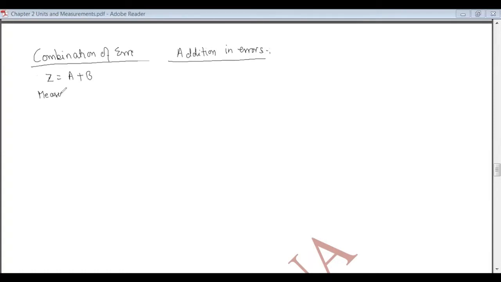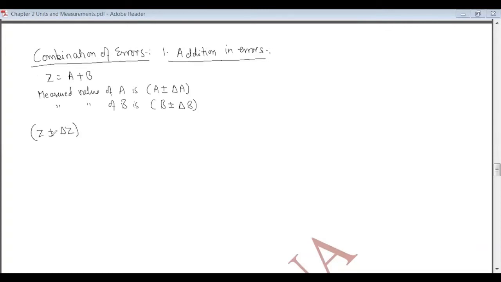So the measured value of A can be written as A plus minus delta A, where delta A is the absolute error in the measured value A, because whenever we measure it, there will be some absolute error in it. The same way, the measured value of B can be written as B plus minus delta B, where delta B is the absolute error in B. Now when the measured values are added, there will be some error in the sum also. Let the absolute error in the sum be delta Z.